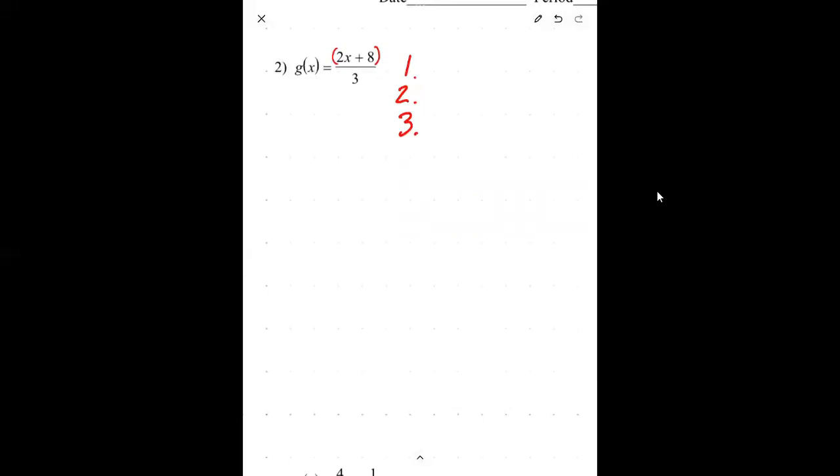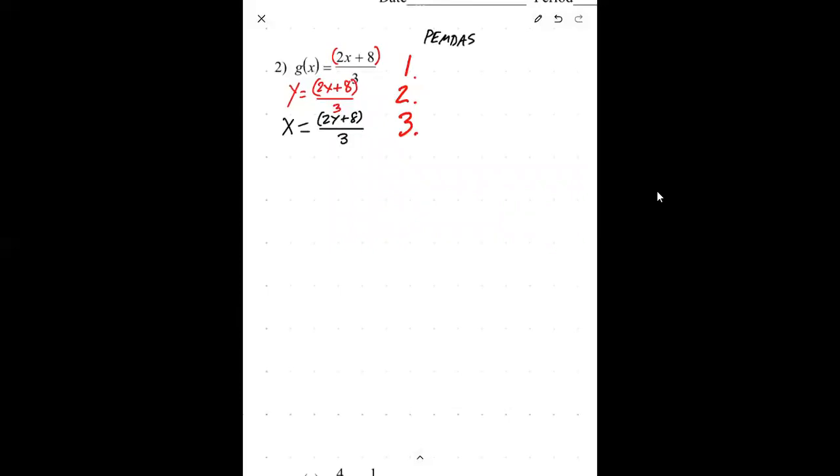Now, here's the way that most students are traditionally taught. They're taught to get rid of the g of x, the function notation, and rewrite it without the function notation. And then once you've done this, most students are taught to switch the x and the y. So what we're going to have here is 2y plus 8 divided by 3. All right. So now that we're here, we're going to use PEMDAS. So I'm going to put PEMDAS. So we're going to go in order.